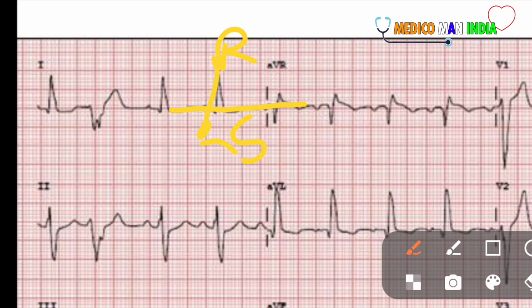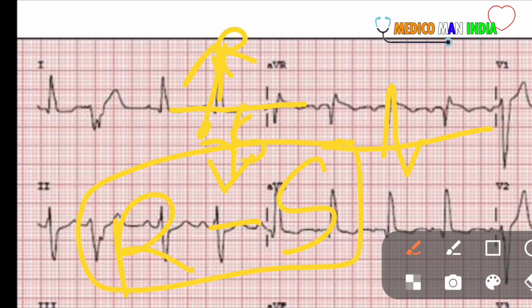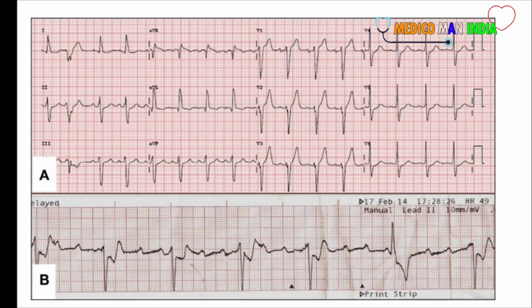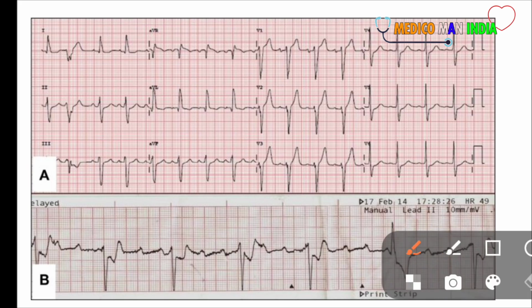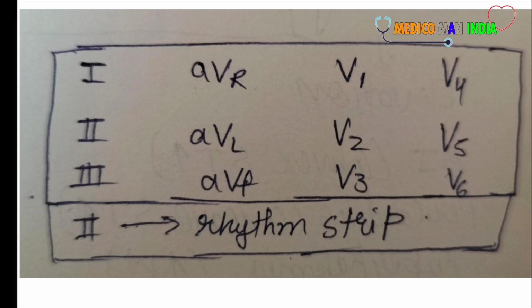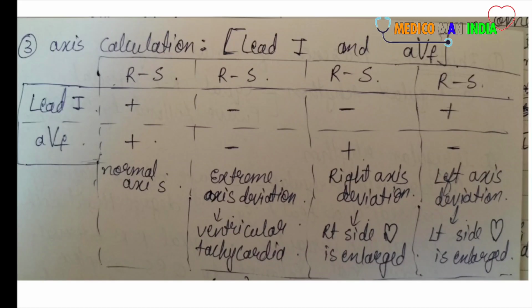From the isoelectric baseline, we take the height of the R wave and the depth of the S wave, and we will do R minus S. We should do this R minus S for both lead 1 and AVF, and then we have to plot a graph. For axis calculation we take lead 1 and AVF, and we do R minus S of both.